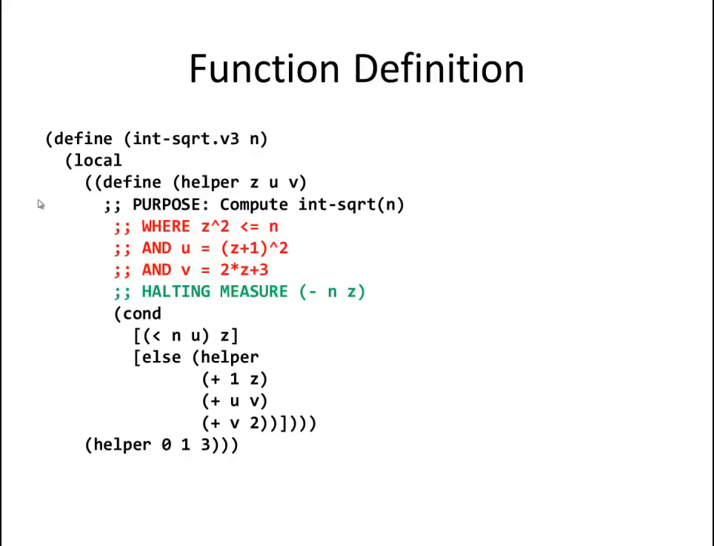All right, so here we have one more time: z squared is less than or equal to n, and u is equal to z plus 1 squared, and v is equal to twice z plus 3. If n is less than u, z, otherwise helper of z plus 1, u plus v, and the new value of v is v plus 2. And how do we initialize it? Well, v is equal to twice z plus 3, so if z is equal to 0, what should v be equal to? 3. The invariant tells us how to initialize these guys.